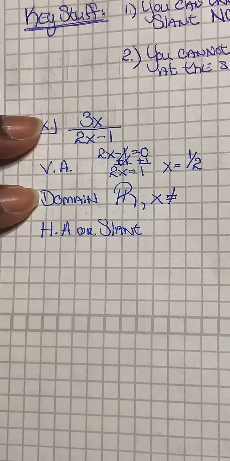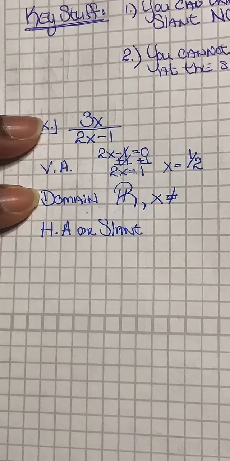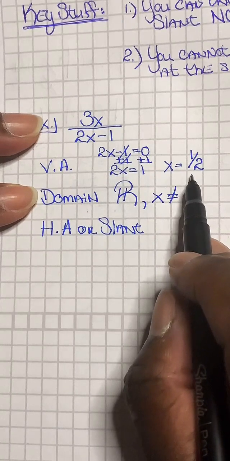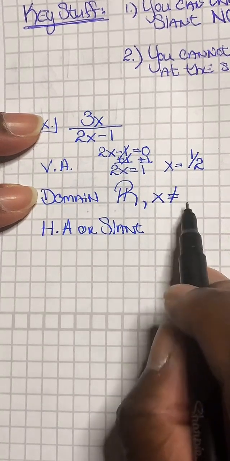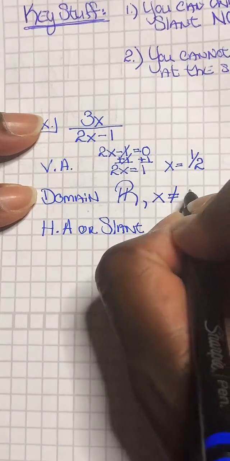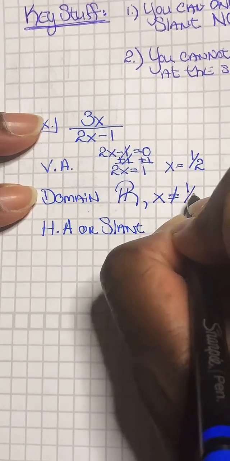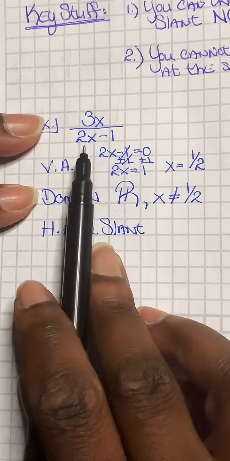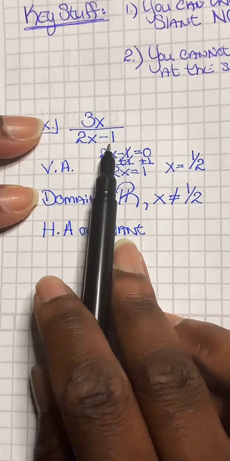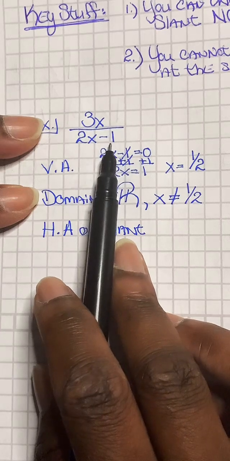This is 0. No, not 0. The 1/2. The work that you just did for the vertical asymptote is the same thing that you're going to get for the domain. Because if I plug in that 1/2 for the x value, half of 2 is 1. 1 minus 1 will give me that 0.